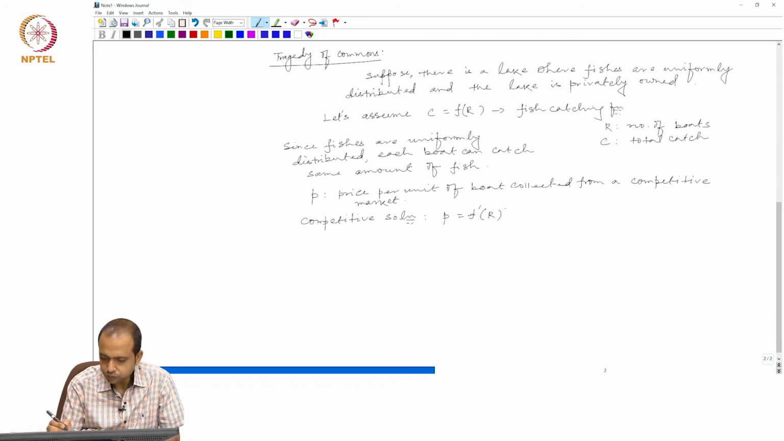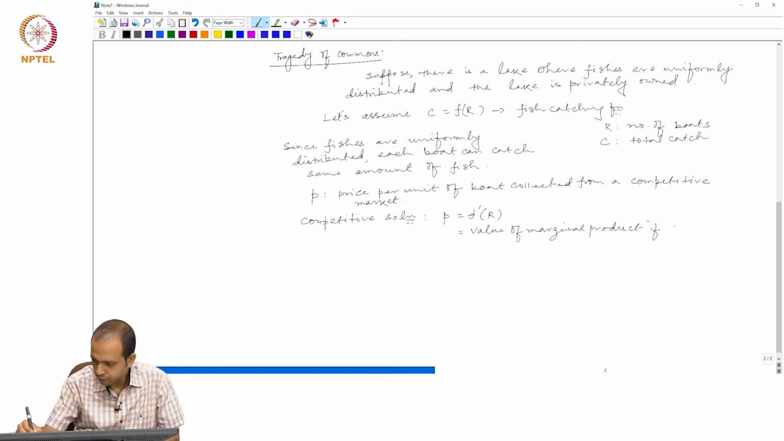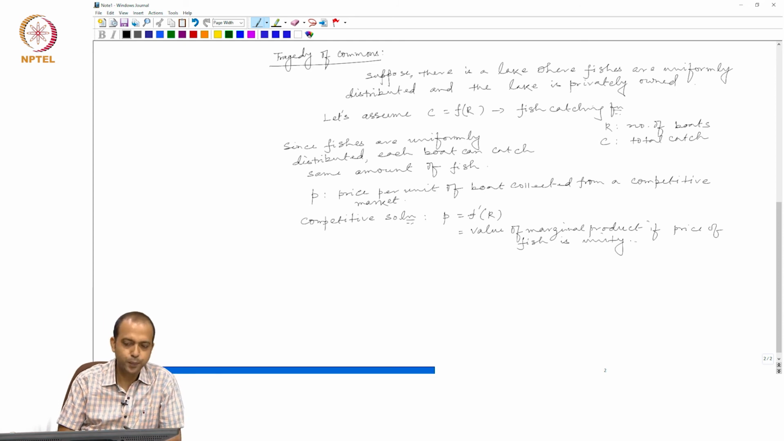Okay. So, that means P equals the value of marginal product if the price of fish is unity. That is the assumption we make. Okay. So, P equals F prime k.